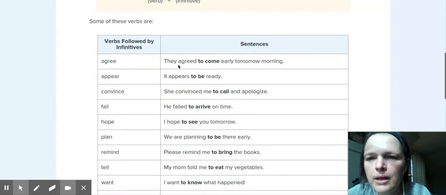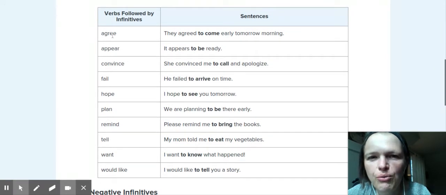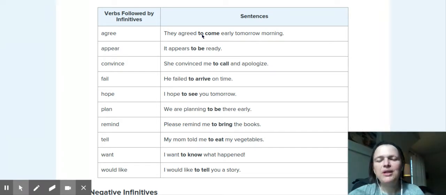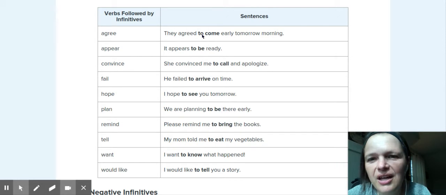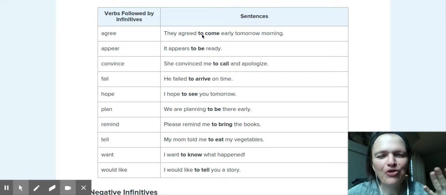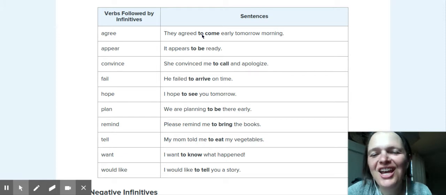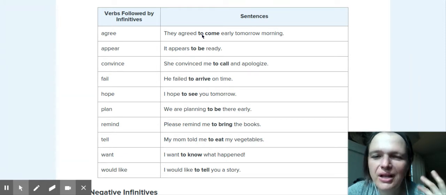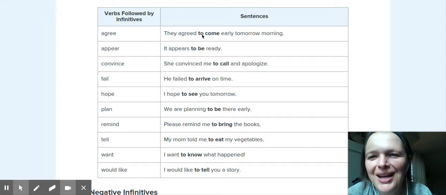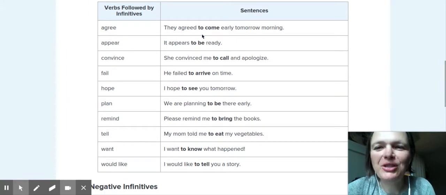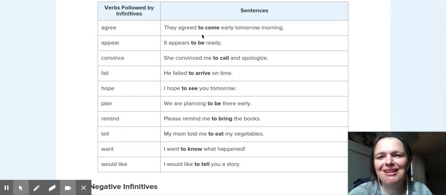Our example verb is agree, and our sentence is, They agreed to come early in the morning. Appear means to show up. It appears to be ready. Convince is when you're trying to tell someone to do something, and you're going to be doing some convincing in this lesson. I'll tell you in a minute about that. She convinced me to call and apologize. So again, tell me to, convince me to.